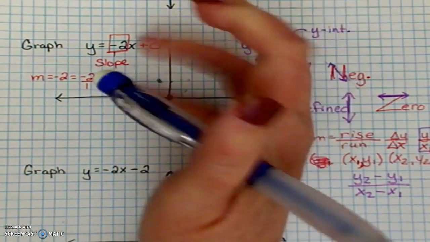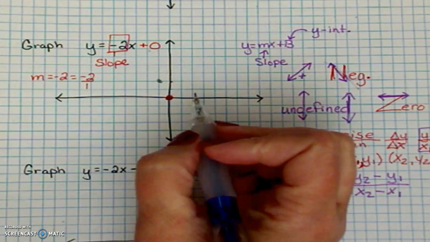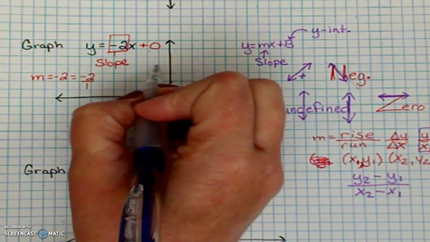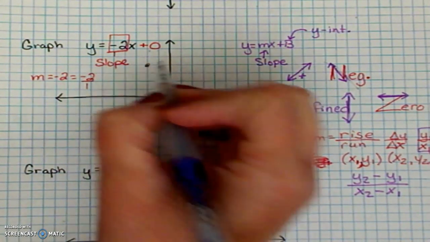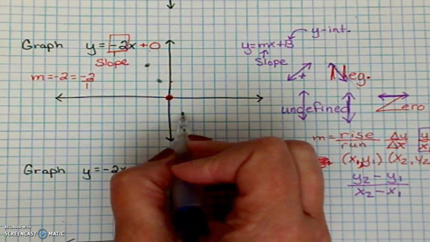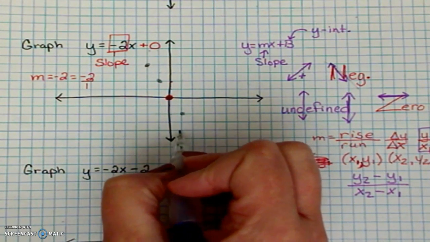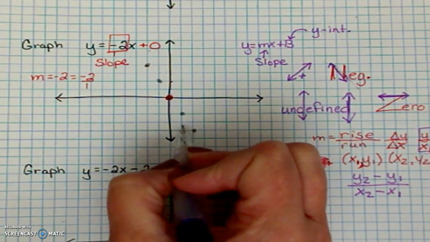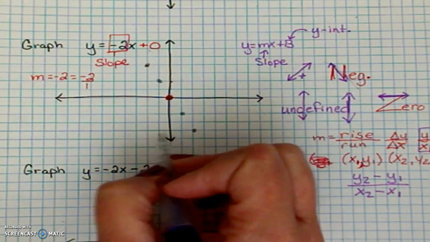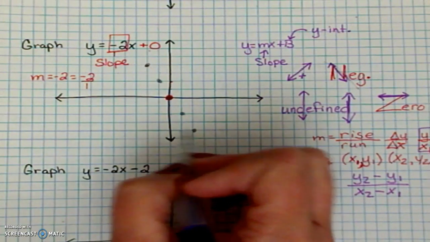Now the other thing you can do, let me finish this. From here you could go up 2 and over 1. The other thing you could do is from this point you could go down 2 over 1 and then just continue that pattern. Your rise is the change in the vertical distance, and your run is the change in the horizontal distance.